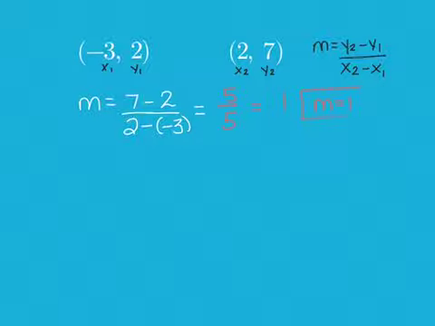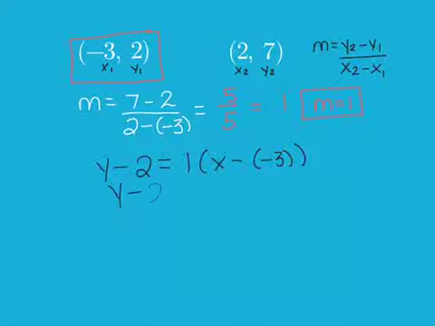Now we can pick either of the 2 points to plug in. I'm going to plug in the first one just because I already have them labeled, x1, y1. So into point slope form, y minus y1 is equal to m, which is 1, we just found that, times x minus x1. So again, we're subtracting a negative, which means we can simplify that to say y minus 2 is equal to 1 times x plus 3.